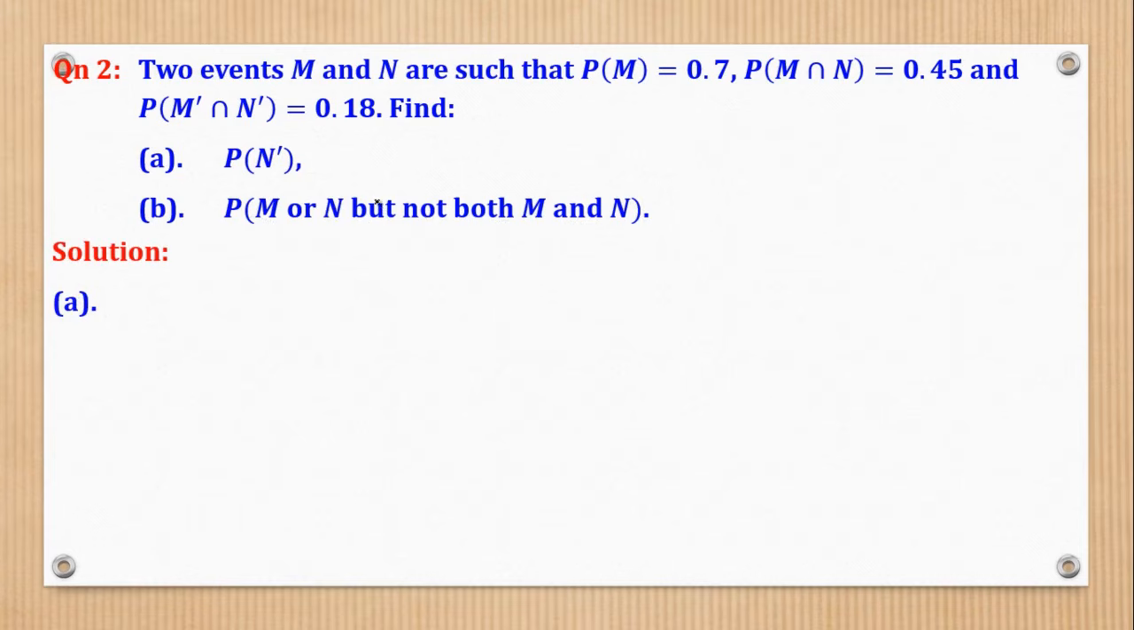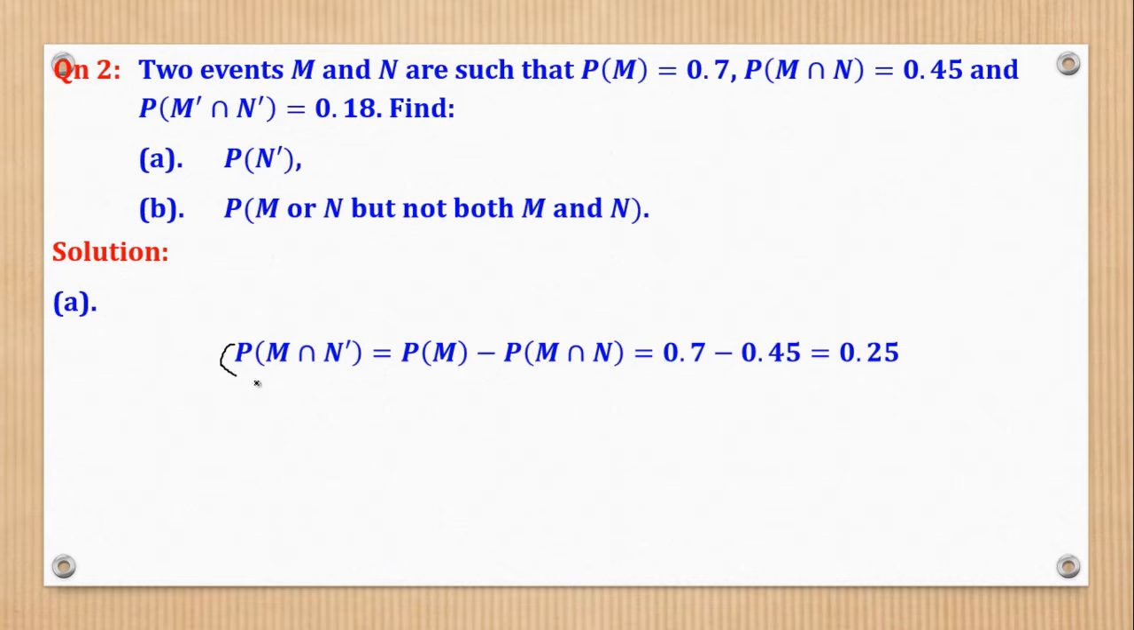So let's start with part A. For part A, we shall remember this from our contingency table. Like I said, if you don't want to use the contingency table, you should remember that what is here will never change, but the other event changes. So next is to substitute. The probability of M is that, and the intersection is that. So I'll come up with 0.25 as the probability of M intersection N complement.